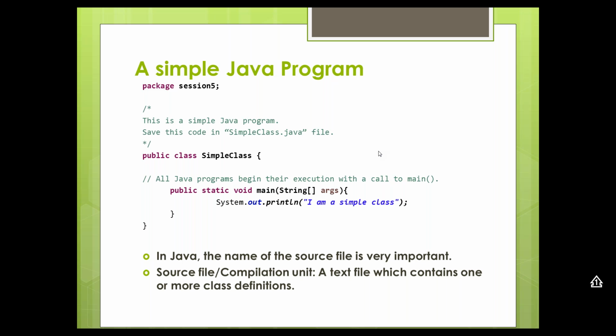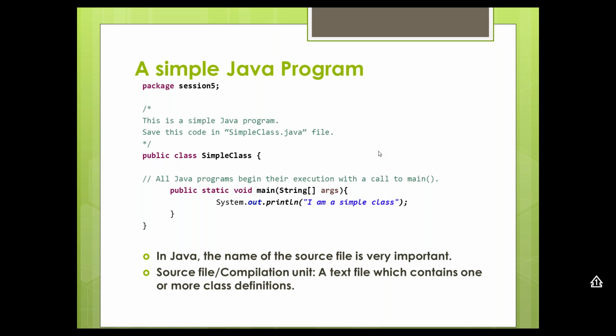So the first and foremost thing that we need to understand is the name of the source file. The source file we usually call, or officially we call, the compilation unit. So what does this compilation unit or source file contain? It's just a text file which contains a set of instructions that need to be executed when we run a program. So why do we say that the name of the source file is very important?